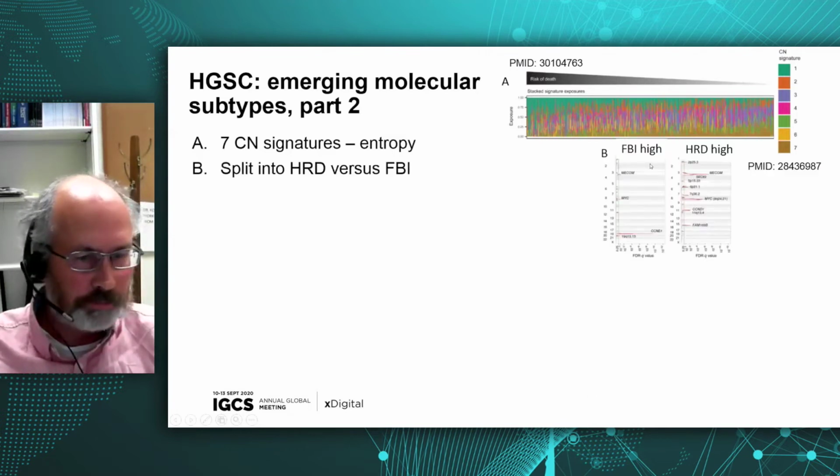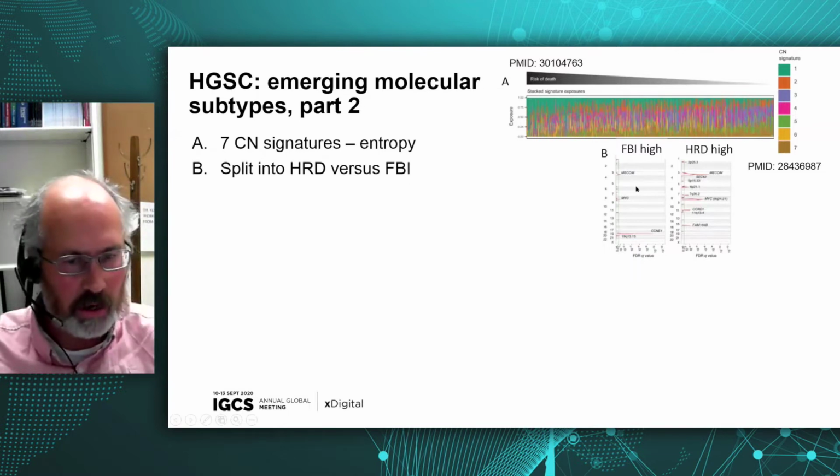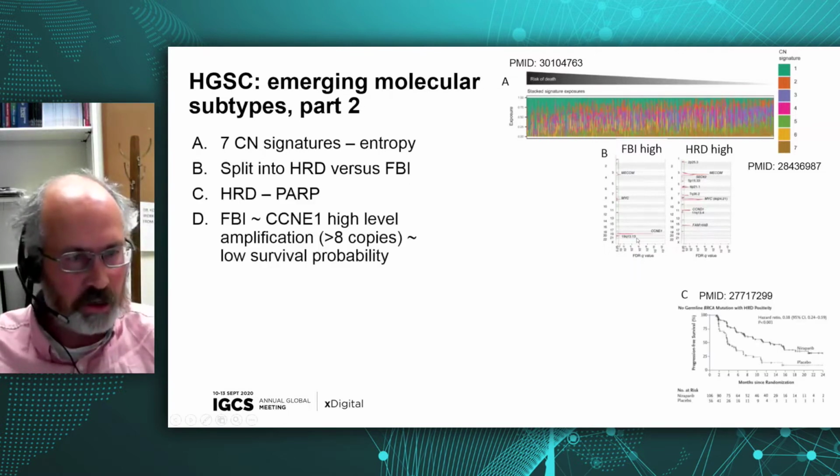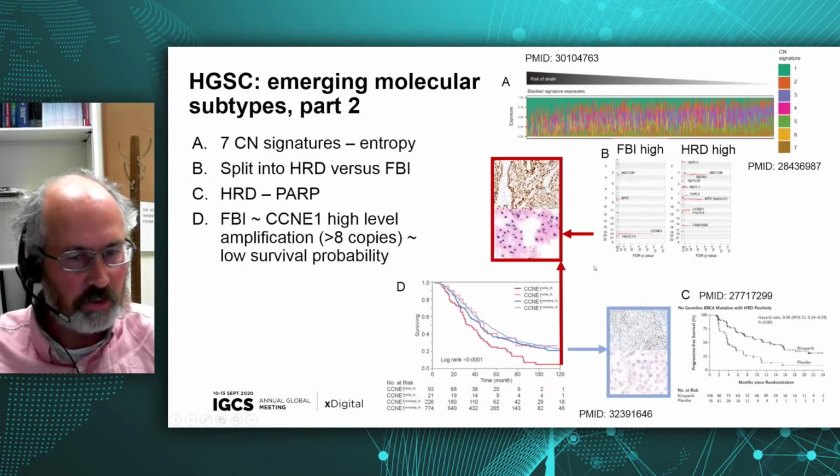Sohrab Shah's group took another approach and divided high-grade serous carcinoma by the main mechanism into chromosomal instability with HRD high and fold-back inversion, FBI, high. The HRD BRCA mutated cases are now considered for PARP inhibitors, which is great, but we also need to turn our attention to the FBI high group, whose lead alteration is high-level cyclin E1 amplification, and this is associated with a dismal long-term survival.